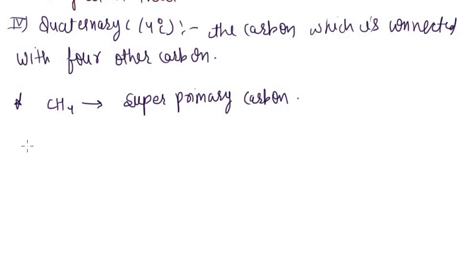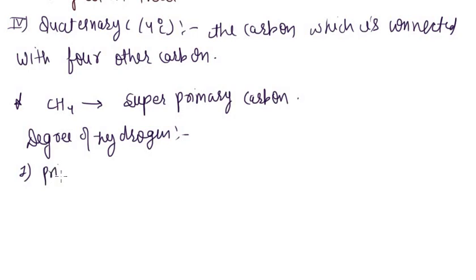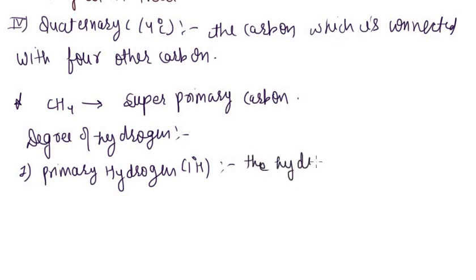Now we're gonna look at the degree of hydrogen. So what is degree of hydrogen? We can say we have, first of all, primary hydrogen, or we can say 1 degree H. So what is 1 degree H? The hydrogen at 1 degree carbon. The hydrogen that is at 1 degree carbon is known as primary hydrogen.